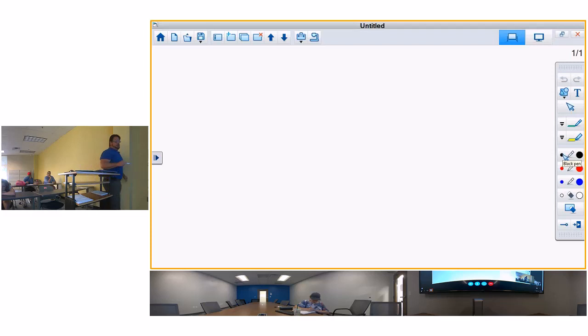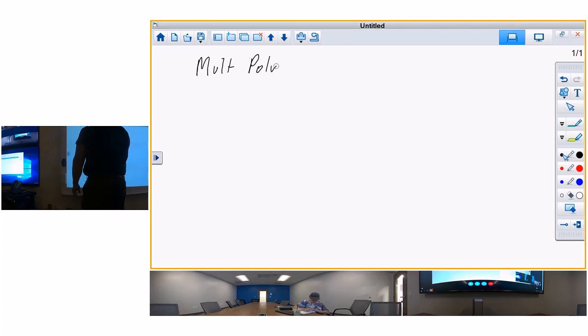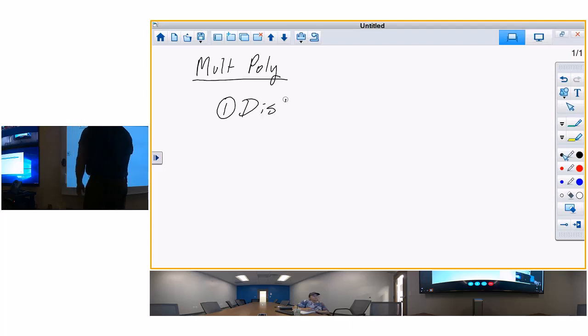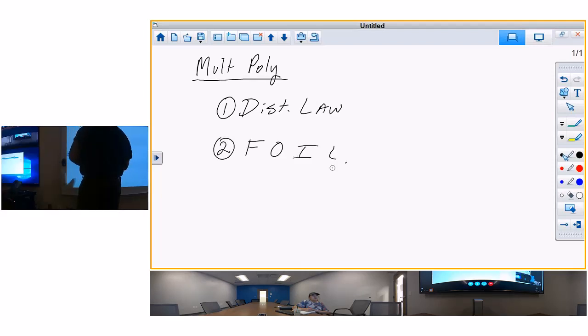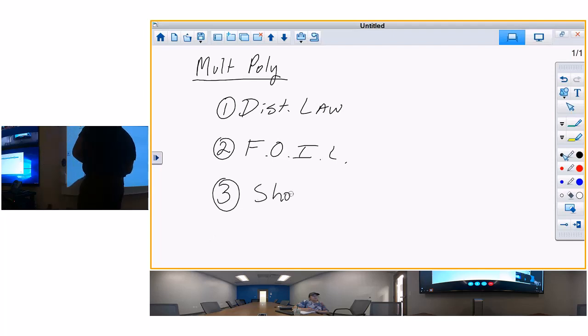This is multiplying polynomials. This is just a review. There are several ways to multiply polynomials. Number 1, the granddaddy, is the distributive law. Why is it the granddaddy? Because you can use it any time. Of course, you have your FOIL method, first, outer, inner, last. And then you have your shortcuts. I'm going to go over some of each just to knock the cobwebs loose.